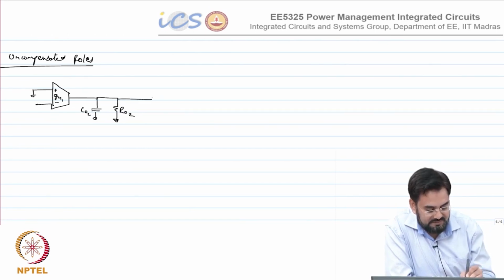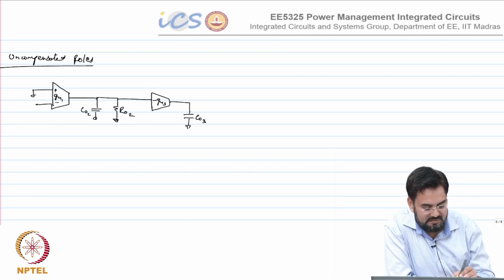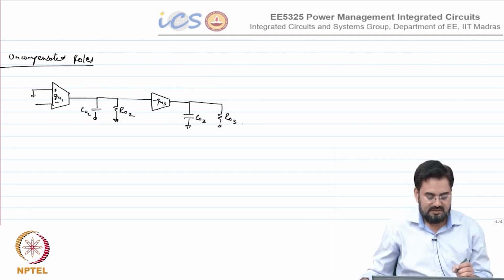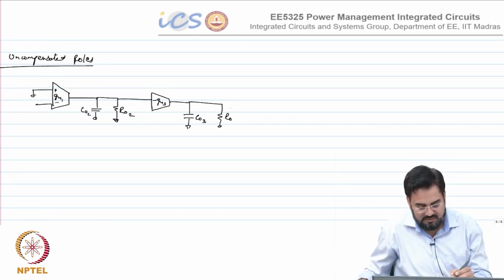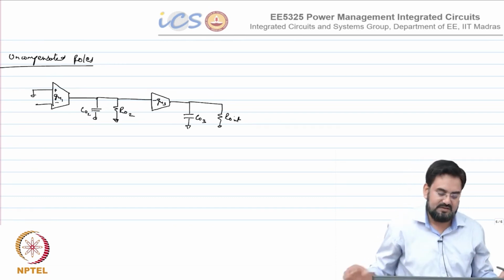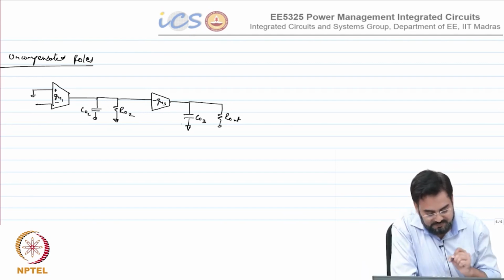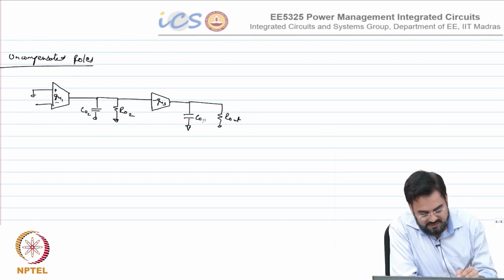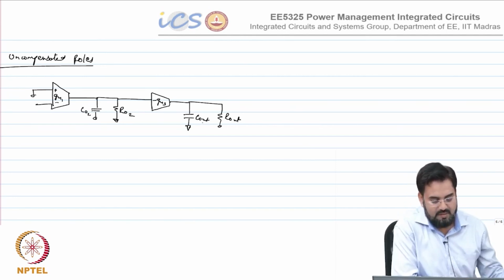GM1, and the second stage is single ended, so I will just draw minus GM3 and this is your CO3, RO3. Let me call it R out, so that we can have everything included there, and CO3 I can call it C out.